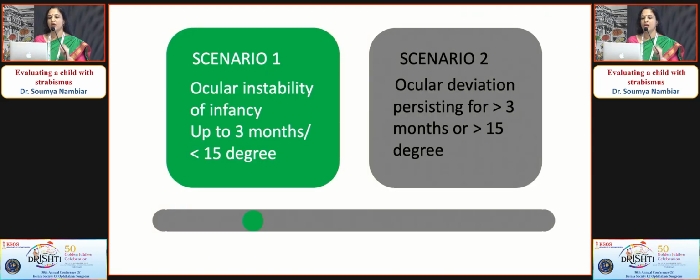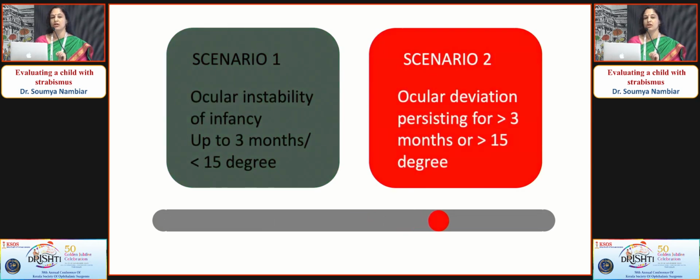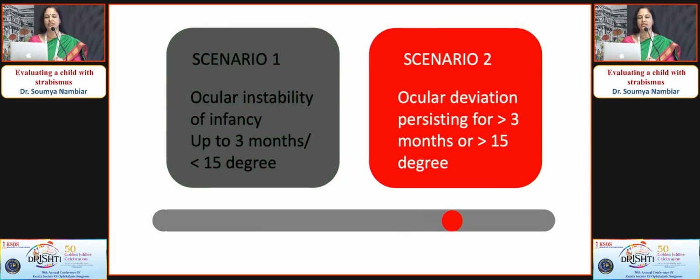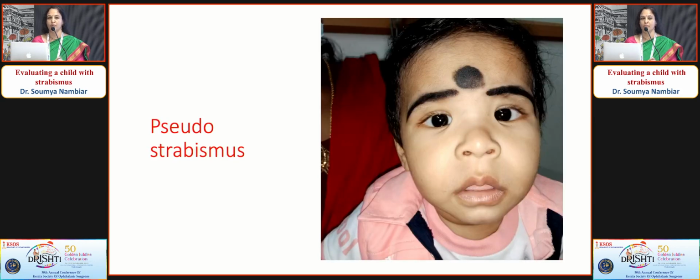Whenever a child comes with ocular instability in infancy, up to 3 months, if it is less than 15 degrees, you can usually observe, but remember to rule out other causes. Do a dilated examination, do an anterior segment examination, then you can observe the child. But if there is an ocular deviation which persists for more than 3 months, or if the deviation is more than 15 degrees, it has to ring bells. There should be some problem that is going on.